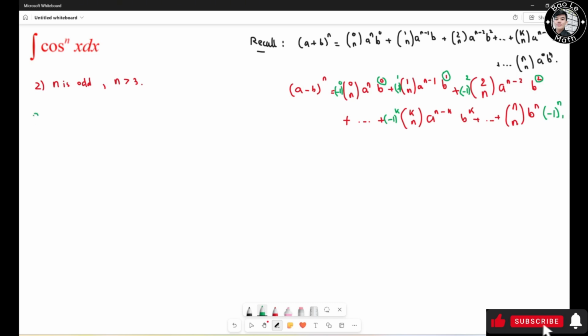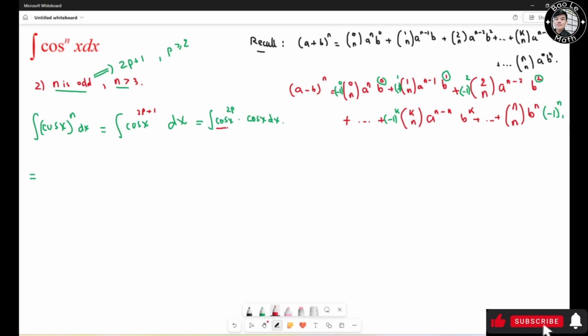Now we have the integral of cosine x to the n dx. Keep in mind, n is odd and n is greater than 3. So n can be written as 2p plus 1, and p must be greater than or equal to 2. So this turns out to be the integral of cosine x raised to the 2p plus 1 dx.